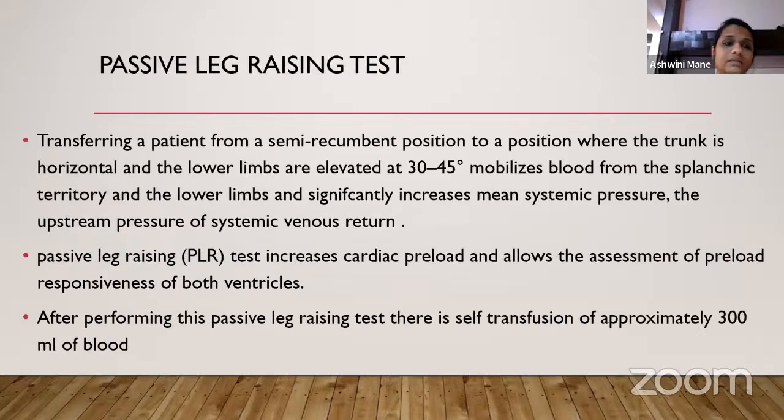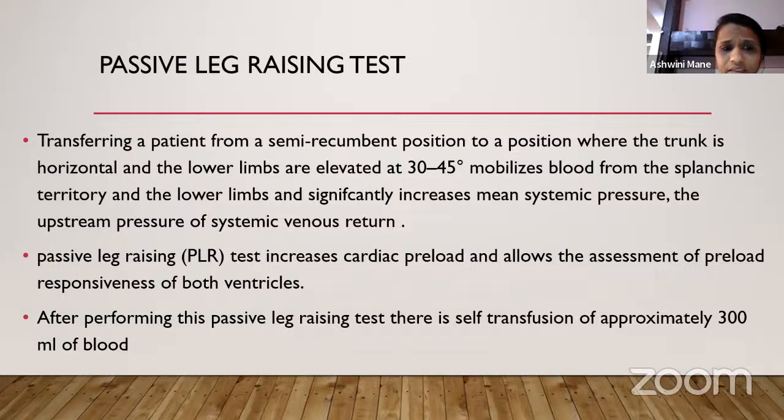So the passive leg raising test is performed by transferring the patient from a semi-recumbent position to a position where the trunk is horizontal and the lower limbs are elevated at 30 to 45 degrees. It causes the mobilization of blood from the splanchnic territory and the lower limbs and significantly increases the mean systemic pressure, the upstream pressure of the systemic venous system.